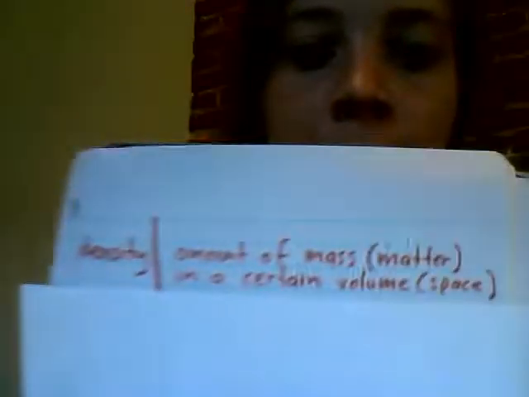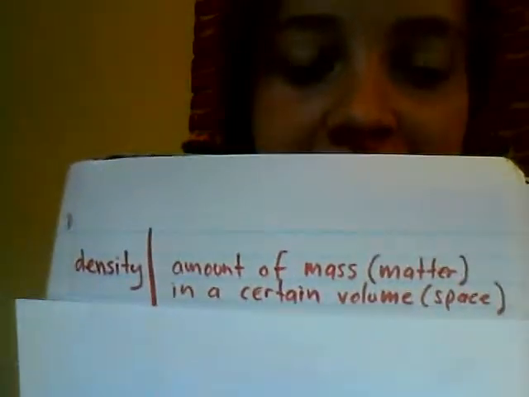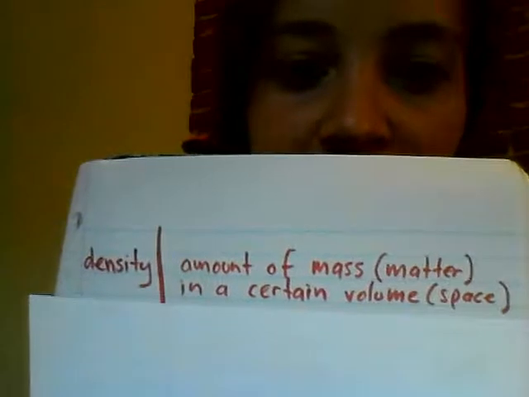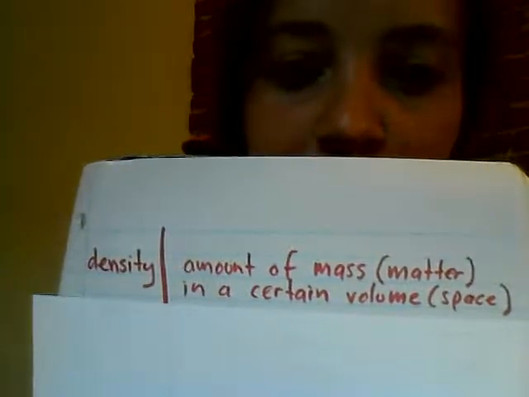And today, you're going to learn that less dense things float, and more dense things, things that are tight together, they sink. So density is exactly that. It's the amount of matter in a certain space. We're going to write that down. Density is the amount of mass, which we know is matter, in a certain volume or space.